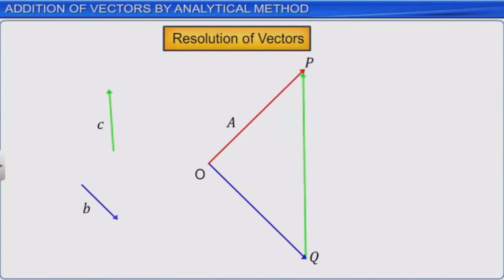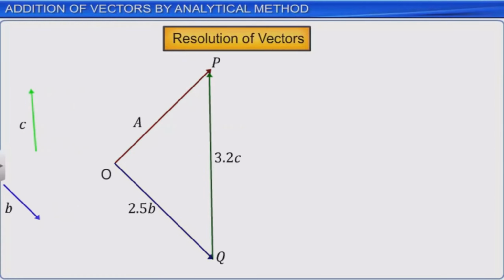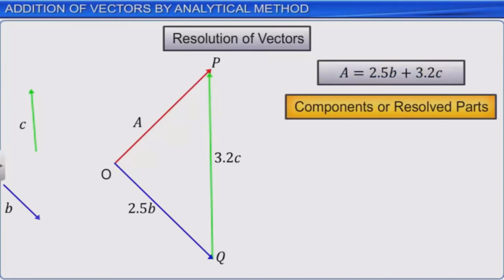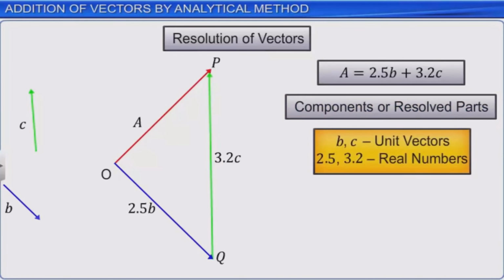In this case, the length of the line OQ is 2.5 times the length of B, and the length of the line QP is 3.2 times C. Hence, from the triangle OPQ, you can write A is equal to 2.5 times B plus 3.2 times C. 2.5B and 3.2C are known as the components or resolved parts of A along the directions of B and C. In this expression, B and C are the unit vectors, and 2.5 and 3.2 are real numbers.